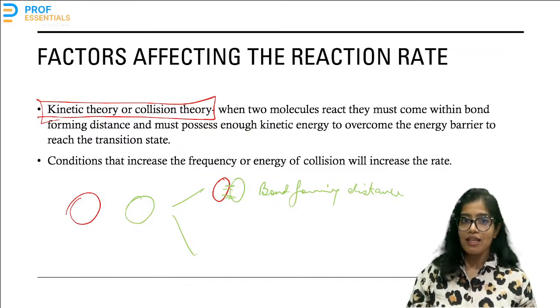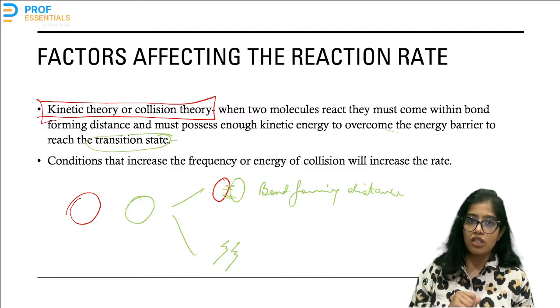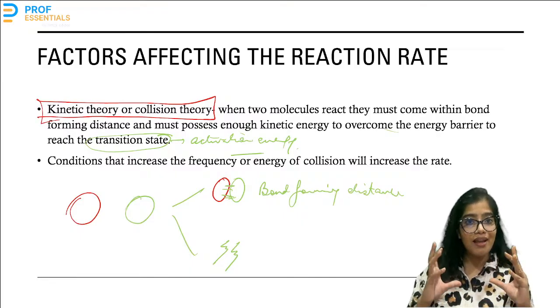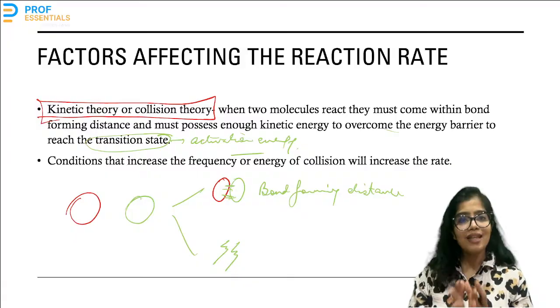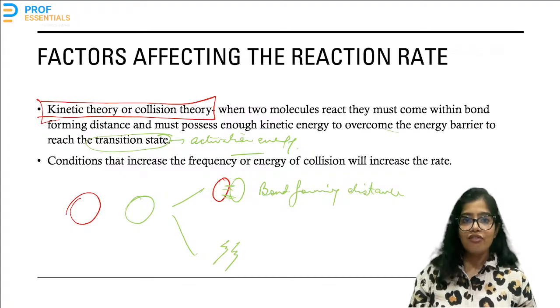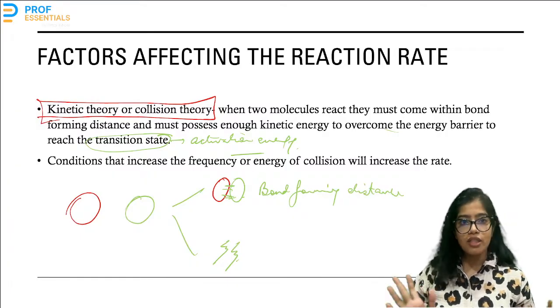Okay, the second is that these molecules must possess enough kinetic energy to overcome the energy barrier required to reach the transition state. And what is this energy barrier? This is the activation energy. So these molecules must possess energy equal to or more than the activation energy. Now, conditions that affect the frequency of collision, the energy of collision, or both will increase or decrease the rate.